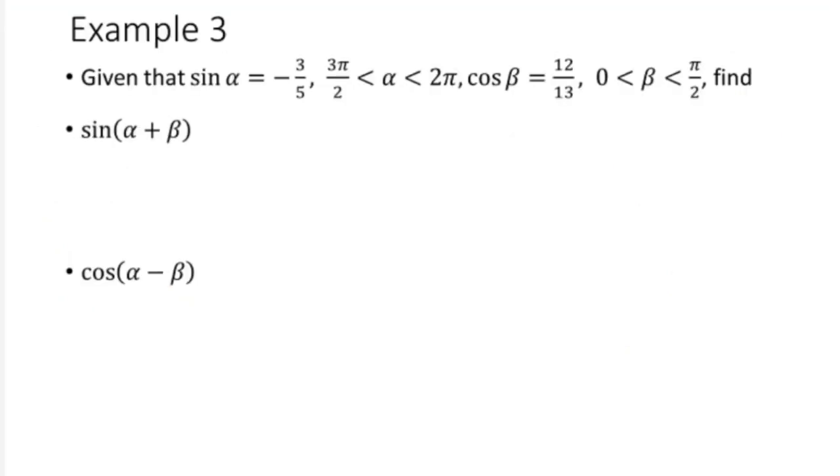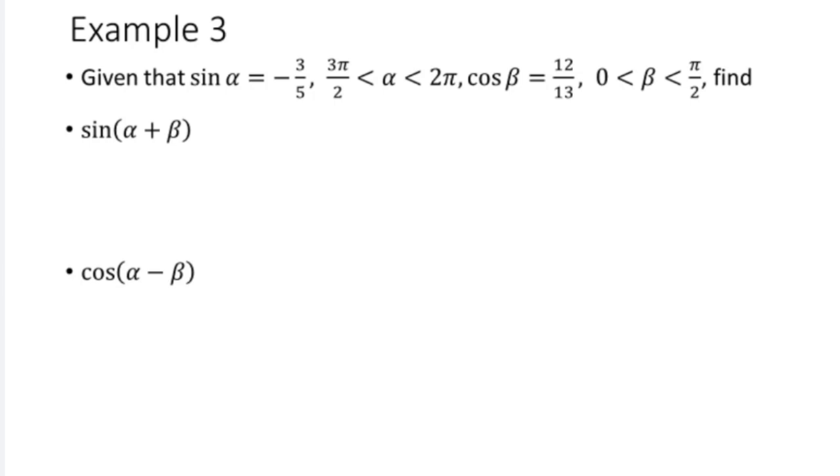Now, given that sine alpha equals negative 3 over 5, with alpha being between 3 pi over 2 and 2 pi, along with cosine beta equaling 12 over 13, with beta between 0 and pi over 2, we're going to start off by finding sine of alpha plus beta and cosine of alpha minus beta.